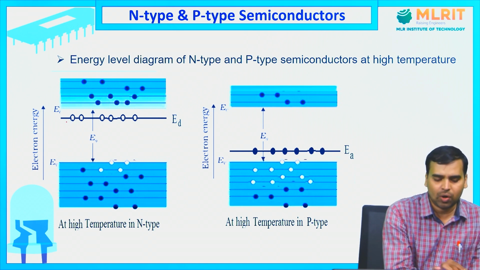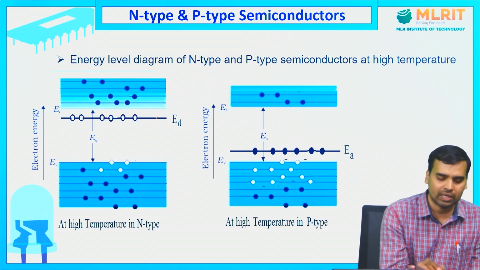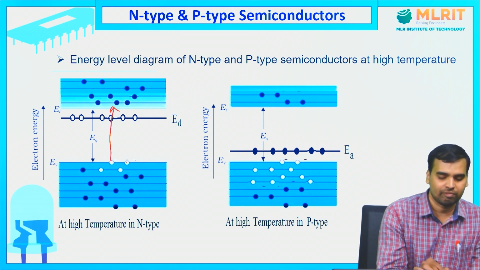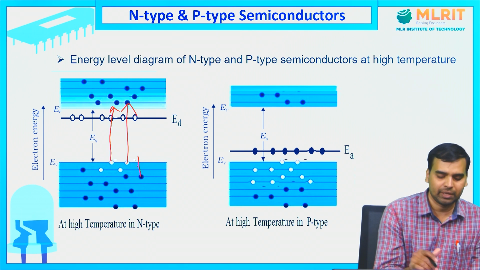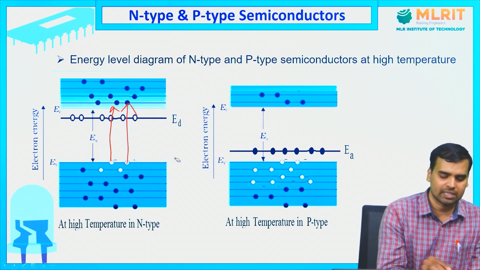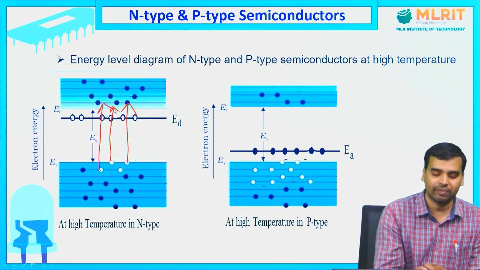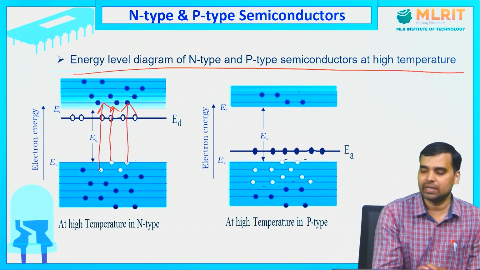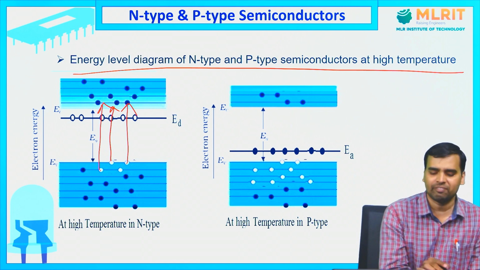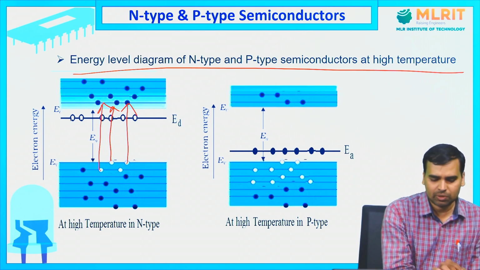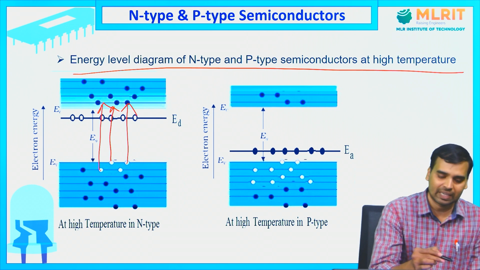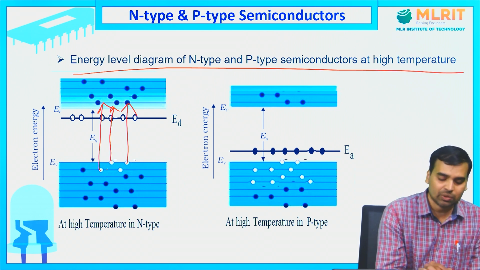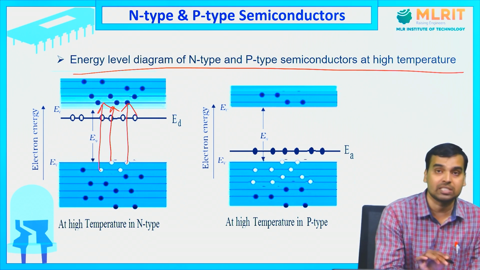After excitation of all electrons from donor energy level, again due to the breaking of covalent bonds, electrons are going to excite from valency band to conduction band in case of n-type semiconductor. Now, here you can see energy level diagram of n-type and p-type semiconductors at high temperature. After excitation of all electrons in donor level, due to the breaking of covalent bonds, electrons in valency band will also excite from valency band to conduction band.